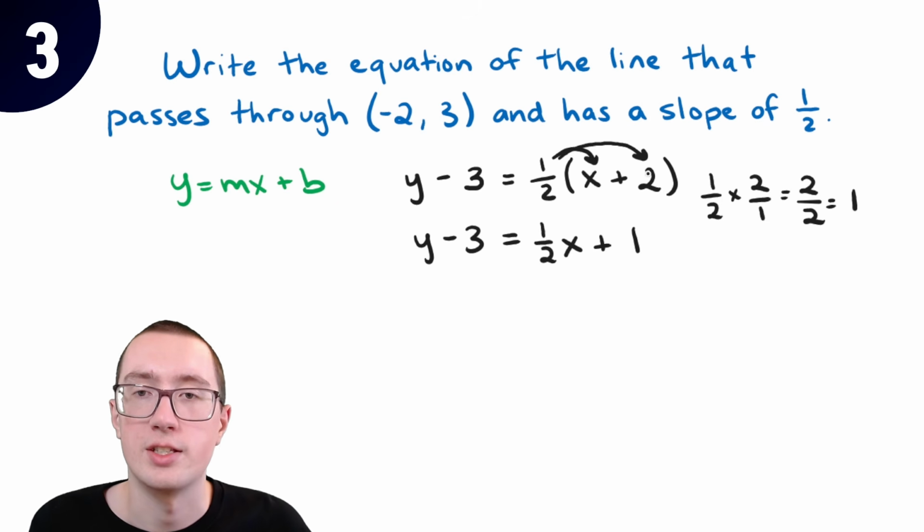Or you could have recognized that these are actually opposites. So 1 over 2 is the direct opposite of 2 over 1. So when you multiply them together, you're just going to get 1.